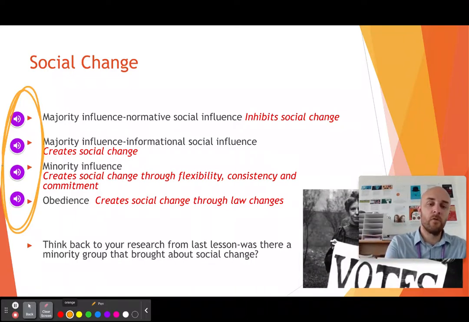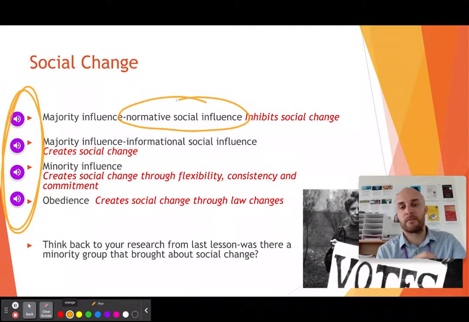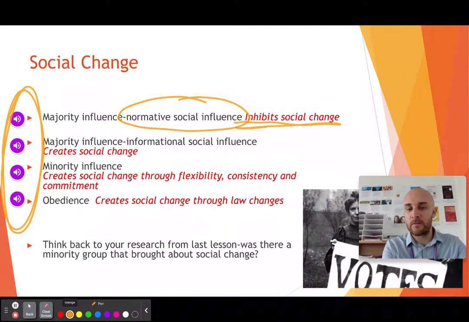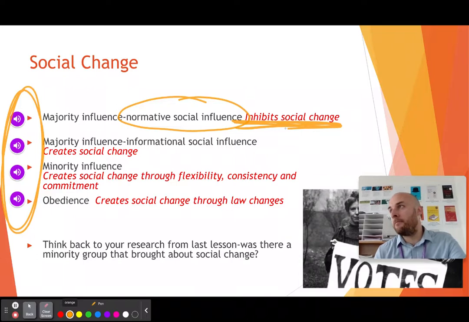So let's start with normative social influence. That actually stops social change, and let me explain why. I want you to imagine that you enter a three-way relationship now with, I don't know, Bob and Jessica.